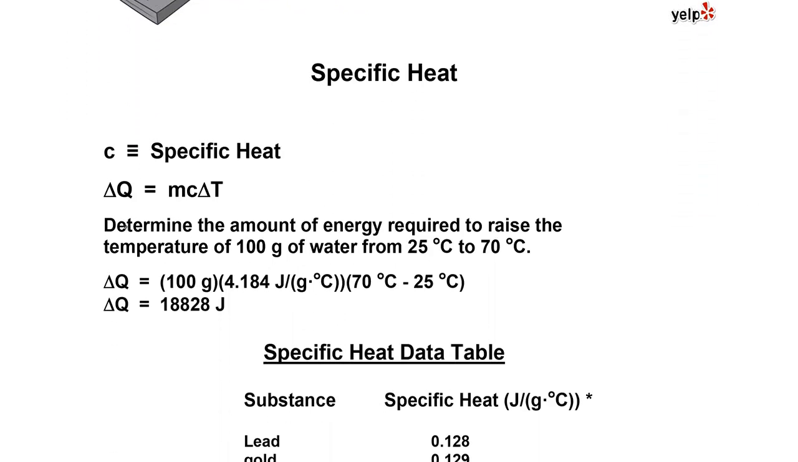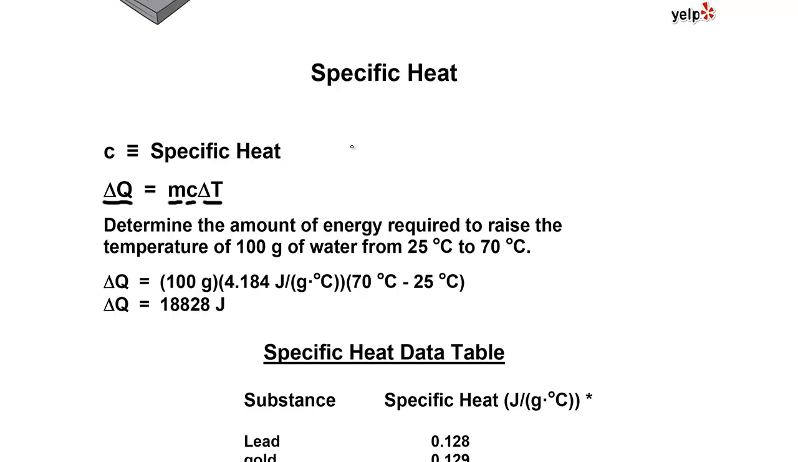And what we have here, it says determine the amount of energy required to raise the temperature of 100 grams of water from 25 degrees Celsius to 70 degrees Celsius. So we have our recipe: delta Q equals MC delta T. Delta Q is the energy change. How much energy does it take to change this much mass of this material by this much temperature? Delta T. Delta Q equals MC delta T.